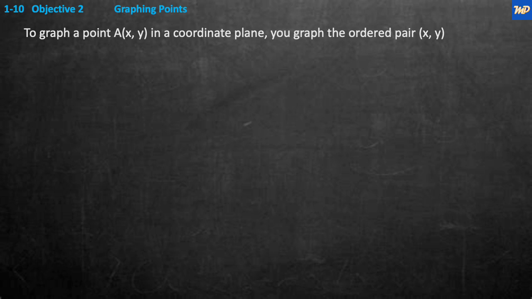Objective 2, graphing points. We just did some points. Now we'd be doing it in reverse. We're going to actually put the point on the graph. To graph a point A, the point x, y, in the coordinate plane, you graph the ordered pair x, y. So we're going to find these x, y points and call it a point on the graph, and we're going to identify the point. Let's find out what it's all about.